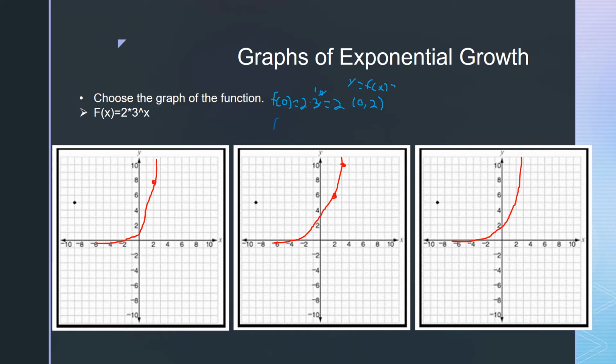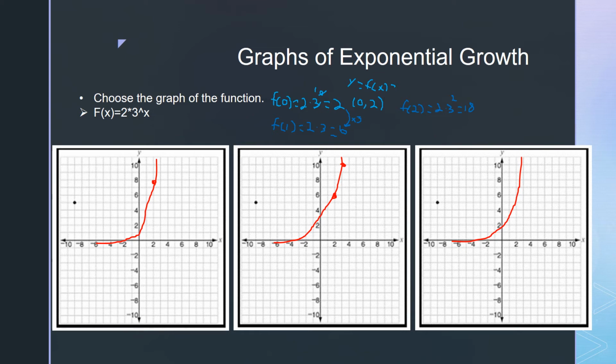So f of 1 is going to be 2 times 3, and that's 2 times 3 to the power 1, but you don't have to put the power 1. You could just leave it like this. 2 times 3 is equal to 6. So basically I moved here and we multiplied by 3. And so let's go into f of 2. f of 2 is equal to 2 times 3 to the power of 2, and that should give us 18. Why? Because 6 times 3 gives us 18.